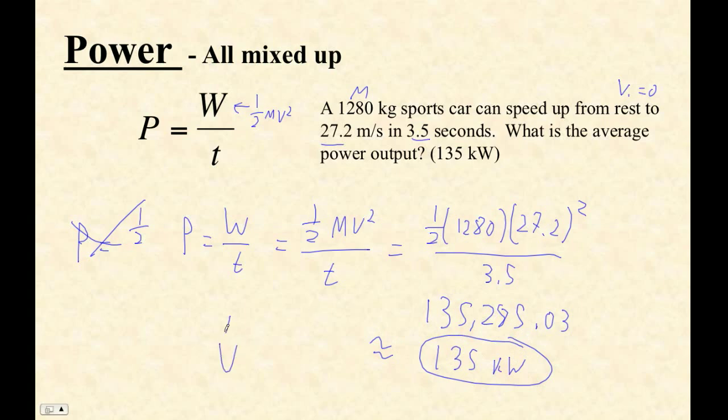Okay. So that's in general what you're looking for. For work, you can now substitute any change in energy.